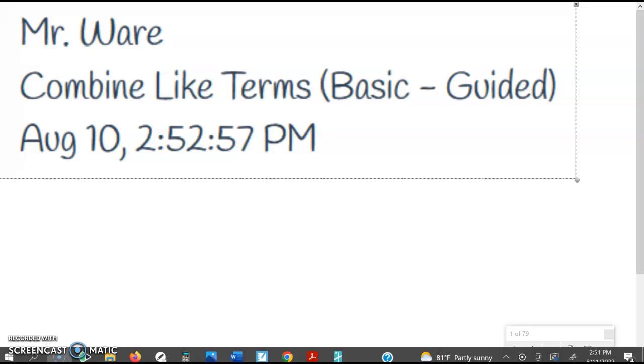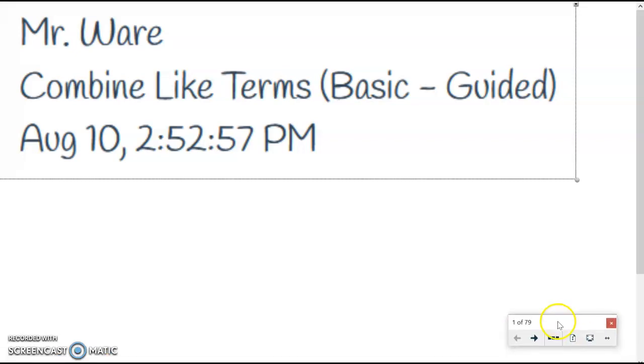Ware's videos. And today we're looking at how to combine like terms. And this is in Delta Math. This is the basic guided version. I won't do the drag and add. I'll just solve them and I'll show you how to solve them. But it's basically on Delta Math, you'll just drag them and then do that operation. On the ones that I'll have, those operations are being red. So I'll show you how to do that. But first, I want to go over a few things about some vocabulary that deals with like terms.